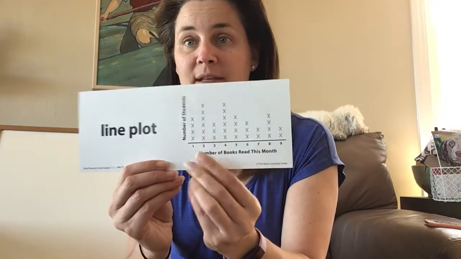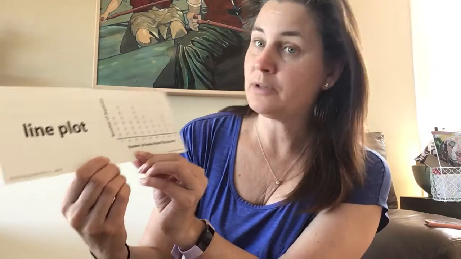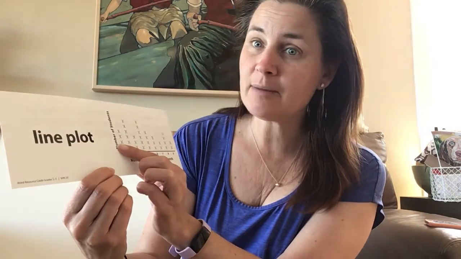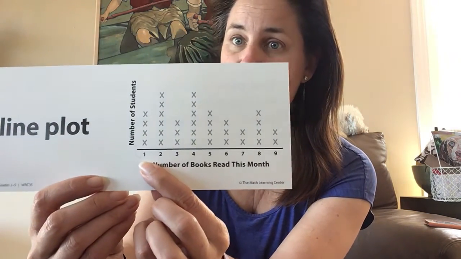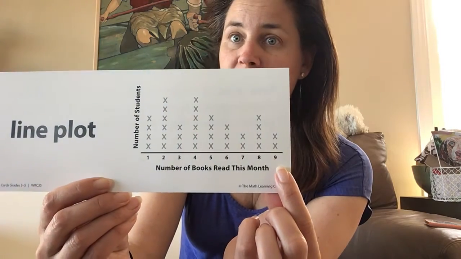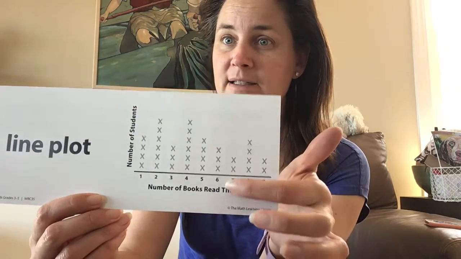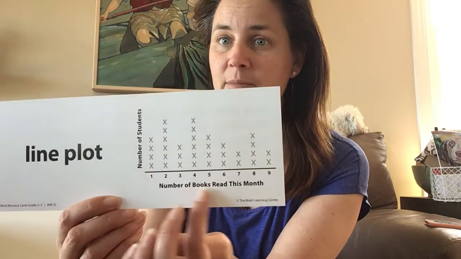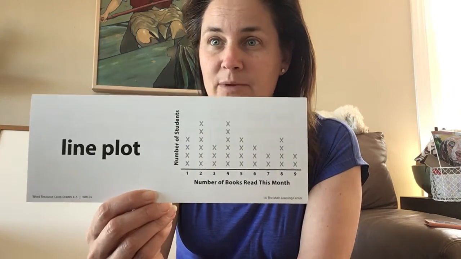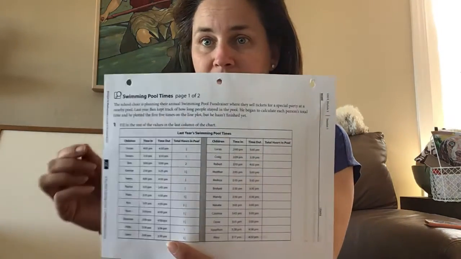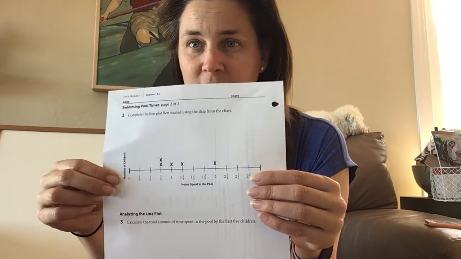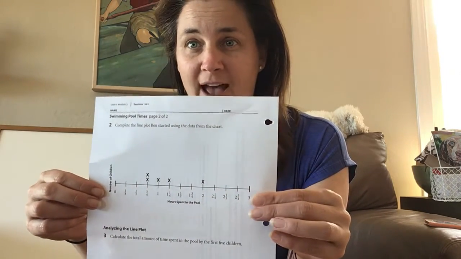So for this example, this is the number of books read this month, and these are the number of students. You can see 4 students read 1 book this month, 2 students read 9 books this month. So the number of X's are the number of students, and the numbers along the bottom are the number of books that were read. Today you're going to take your data from yesterday and record it onto the line plot that's on the next page. The first 5 are done for you.